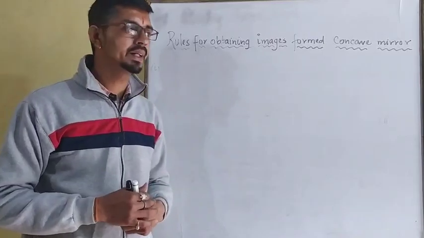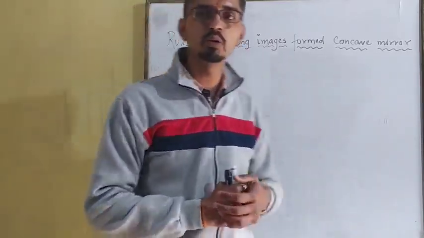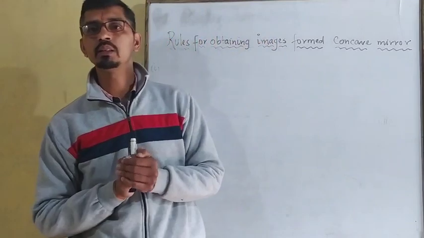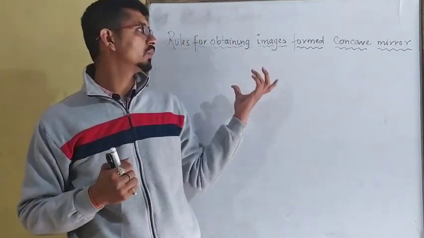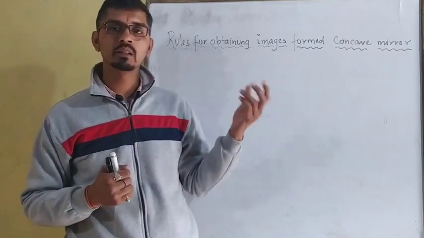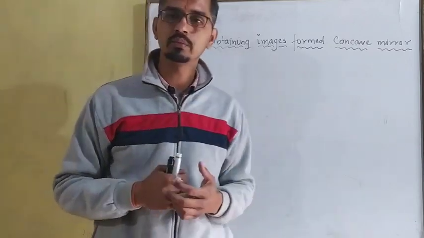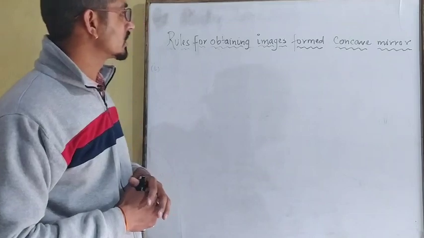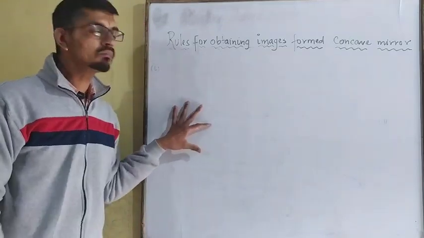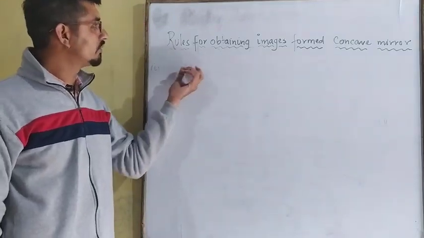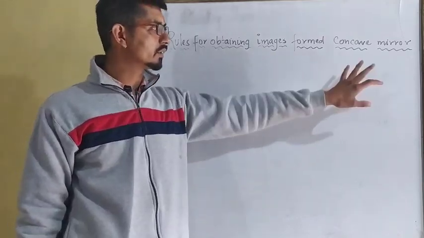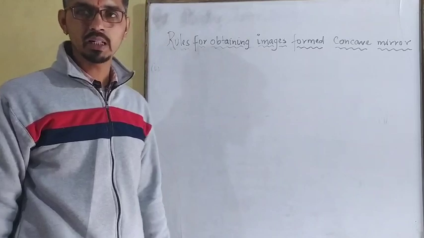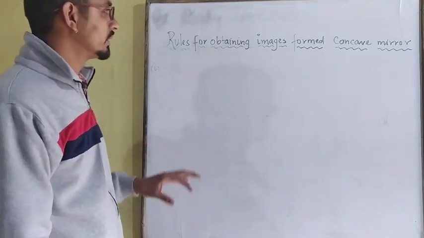Hello students, welcome again. Now we have reached the most important topic of this chapter, that is the ray diagram. And before starting, to obtain the images, the ray diagram, how to draw the ray diagram, certain rules are there. That is the rules for obtaining images formed by concave mirror. And then later we will do the convex mirror. Then after refraction, the lenses are there.